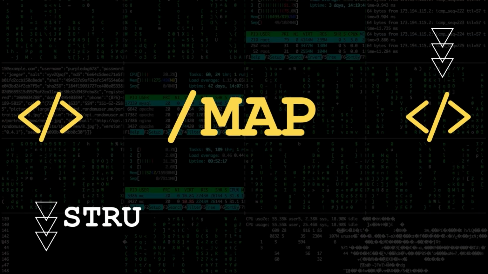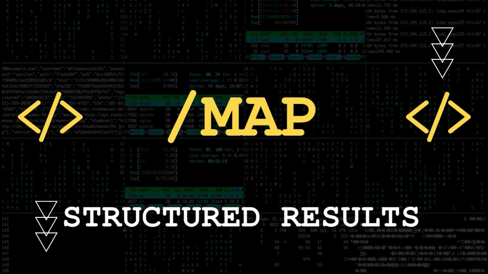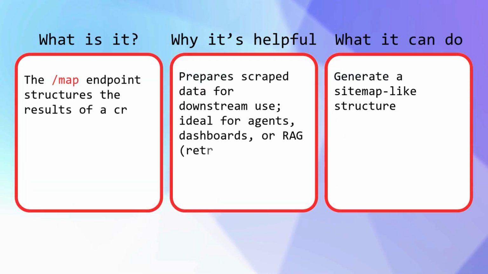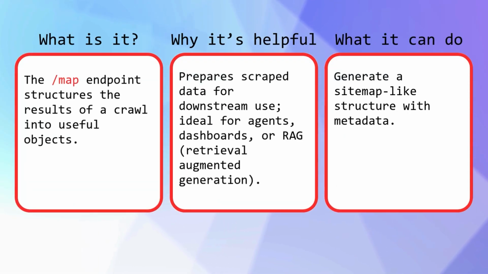Right, that was fairly quick. I know that was a quick section, but also didn't take that long. So you can use that and we can scrape anything and then also convert that into an LLM ready text. So for the next one, which is another endpoint called map. Now this endpoint structures the results of a crawl into useful objects. So this prepares scraped data for downstream use, ideal for agent dashboards or RAG. This generates a site map-like structure with metadata.